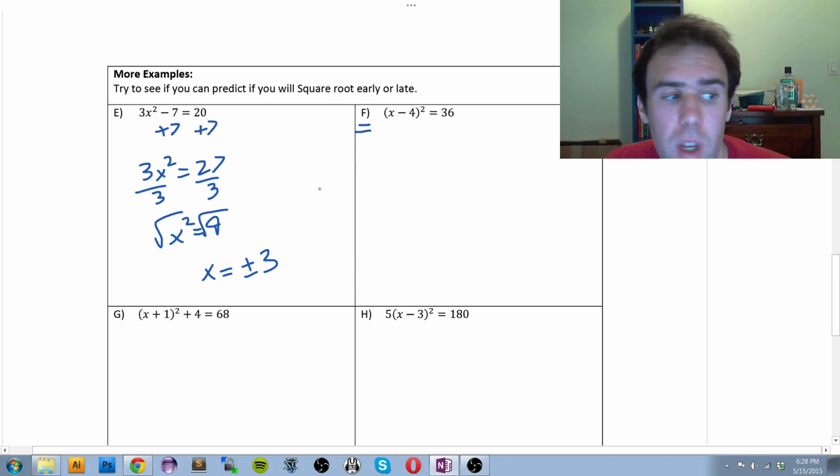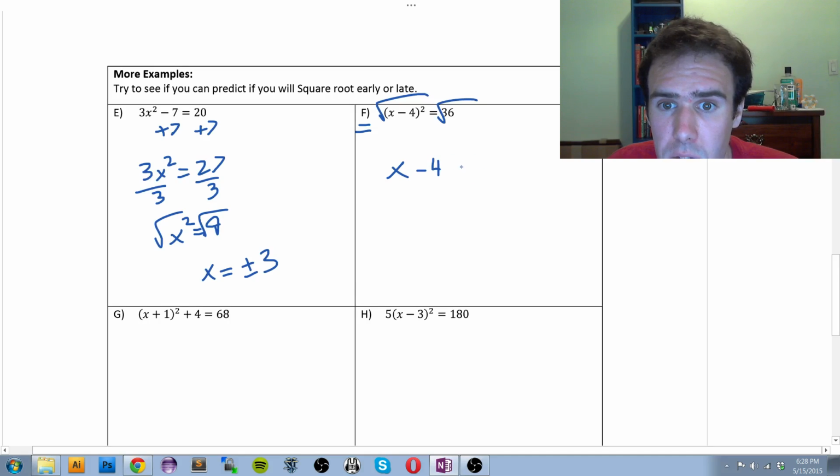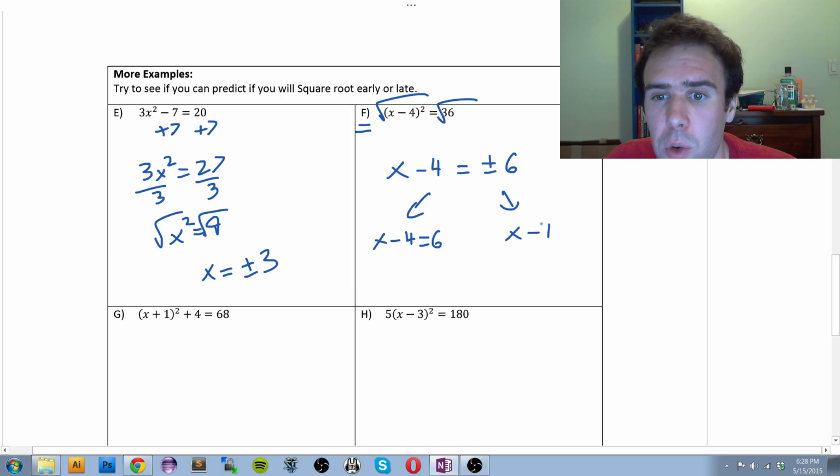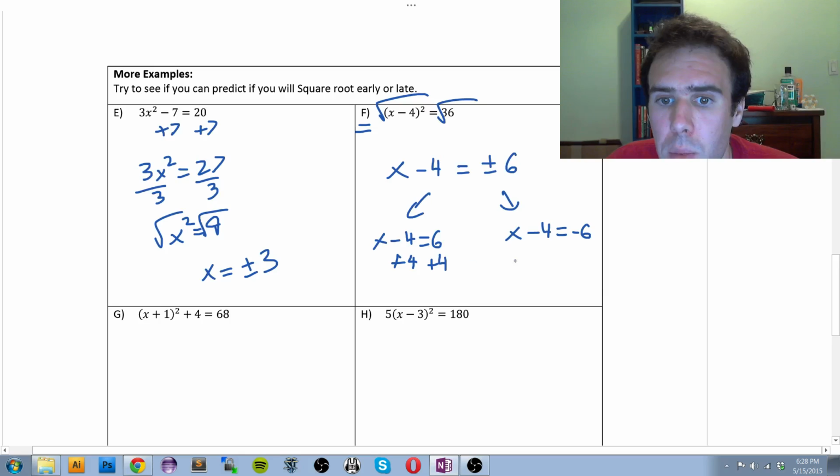But on to F. Now in F, I'm looking at it and I see, oh, we have those big parentheses again. And the x squared is the furthest away, it's on the outside. So let's go ahead and square root both sides first, giving me a positive and negative 6 simultaneously. And now, knowing what we just learned, I'm going to break up this situation into both positive and negative 6. Solving them both by adding 4 to both sides, I'm going to arrive at two different solutions. At first, I'll get x equals 10, and then later, I'll get x equals negative 2.